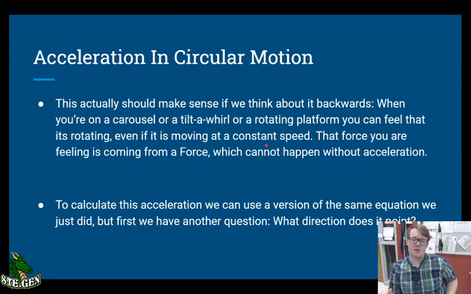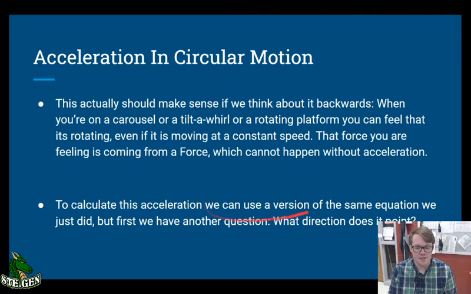This actually makes sense if you think about it backwards. When you're on a carousel or a tilt-a-whirl or anything that's rotating, you feel that rotation. You can feel in your body, you have a sense that it is rotating, even if it's rotating at a constant speed. And that force you're feeling is coming from a force, which cannot happen, if you remember from a couple chapters ago, without forces coming from masses that are accelerating. They're going through some kind of acceleration. You can't have a force without an acceleration. So if you're feeling that force when you're going through some sort of turn or when you're going through a rotation, you have to have an acceleration somewhere.